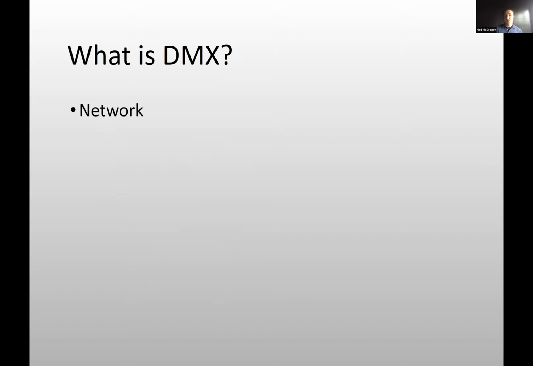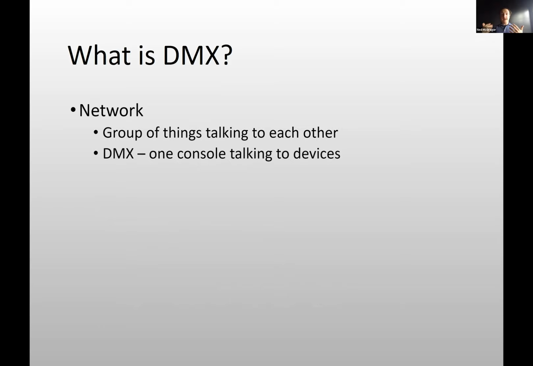And then so DMX lighting control network protocol. So that's protocol. This is network. All I mean by network, it's a group of things talking to each other. So DMX is one console talking to devices. It's easy to think about it in that way.